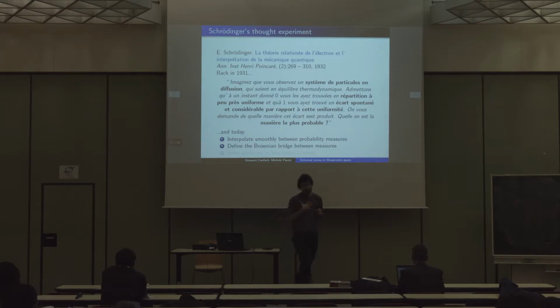But at least from my perspective, the most interesting thing is that they allow us to define what is the Brownian bridge between two measures. Because it's very easy to define the Brownian bridge between two points. But between two measures, you need a choice. You cannot just mix bridges at random. You have to choose a good mixing. The good mixing is given by the Schrödinger problem.